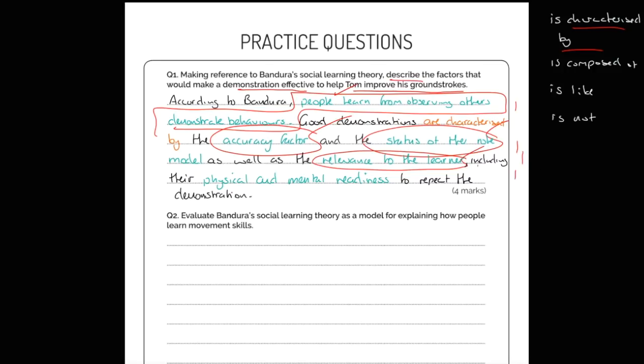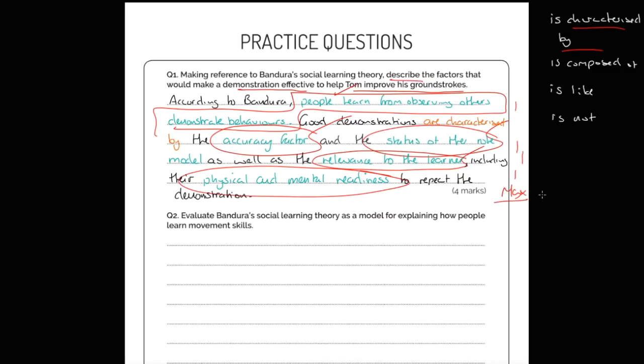Now notice, I wasn't asked to explain how you would make a demonstration most effective, in which case I'd say make the accuracy factor as high as possible, make it hyper accurate, make the status of the role model as high as possible, make the relevance to the learners as relevant as possible. I'm asked to describe the factors that would make a demonstration effective, including their physical and mental readiness. I'm probably going to get credit there if I wasn't already at max.